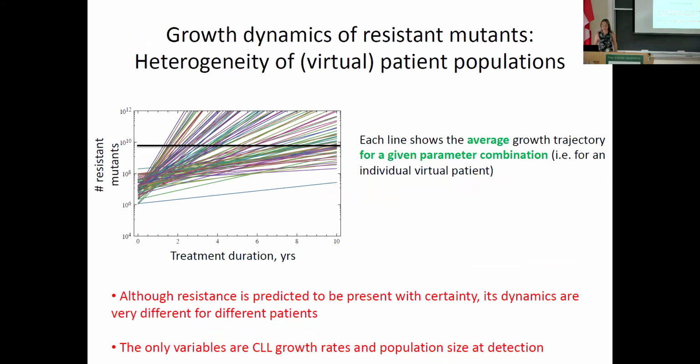Given this, we can predict the growth of resistant mutants as a function of time in different patients. So this is the predicted course of mean number of mutants as a function of time. See how much variety we have in the real patients, right? For example, this is very lucky. It never really comes to detection. Detection size is 10 to the 10, and for some of them, it goes very fast. So depending on these parameters, resistance can come earlier or later. The only variables are CLL growth rates and population size at detection.